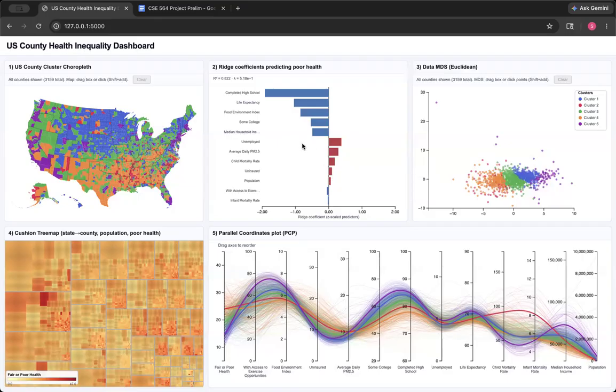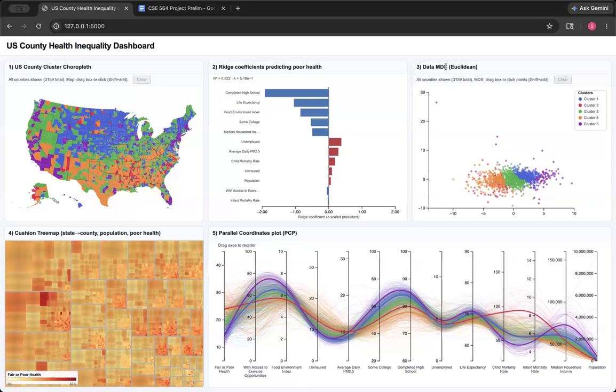But I want to make a note that this experiment does not prove causation. It is just showing association and predictive importance. This model just helps identify which variables are most strongly related to the poor health in this dataset.